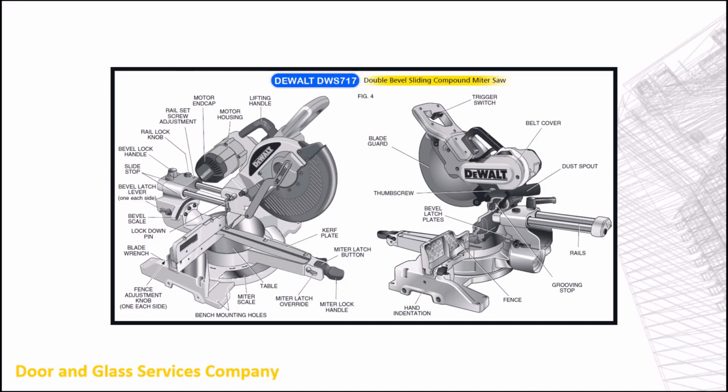Machinery can also have more than one axis. Compound miter saws provide an example.